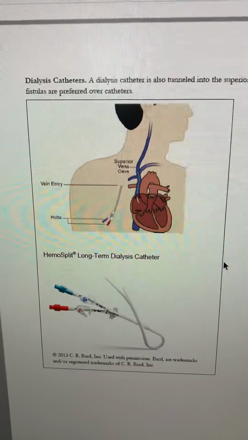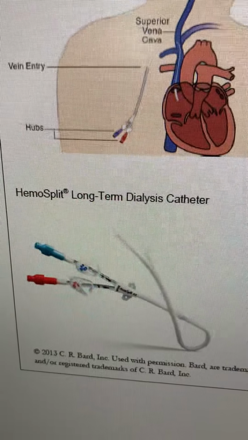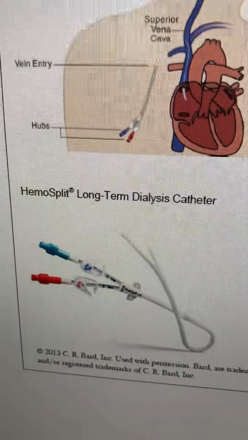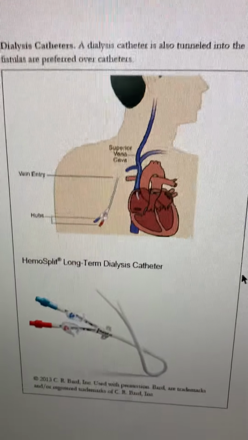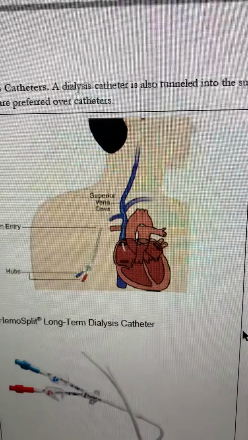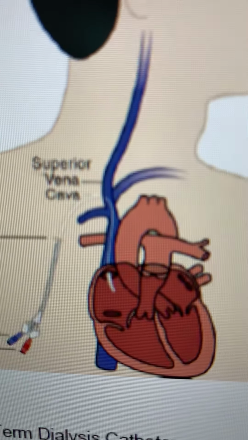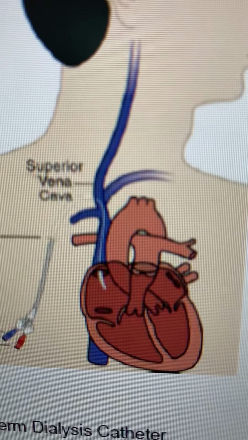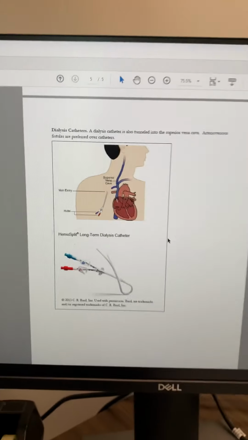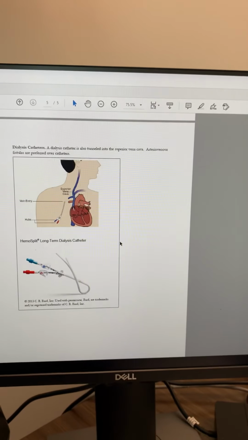One more type is really just showing the different dialysis catheter, the Hemosplit. It's a dual lumen, and again that can be inserted subclavian, enters through the superior vena cava, and as you can see on this one goes in a little bit further. But those are the four different types of central lines.